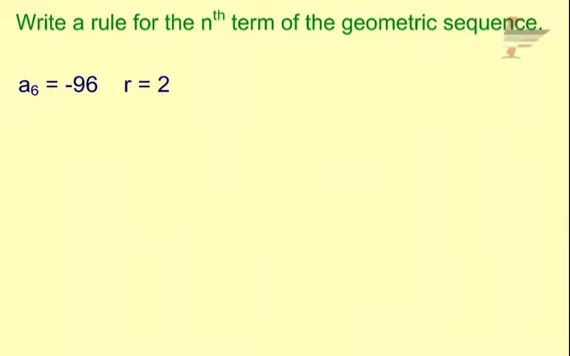Rule for the nth term of the geometric sequence. Well, they told us it's geometric, which means we know that the rule is going to look like a sub 1 times our ratio raised to the n minus 1 power. So in order to write this rule, we need to know two things, the first term and the ratio.